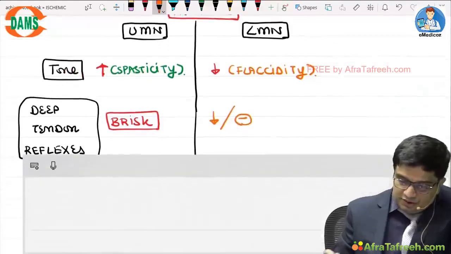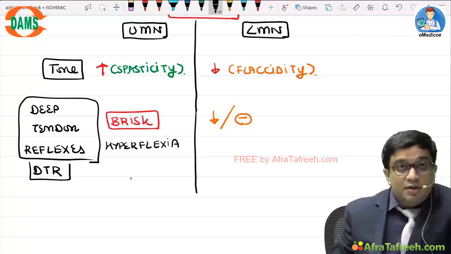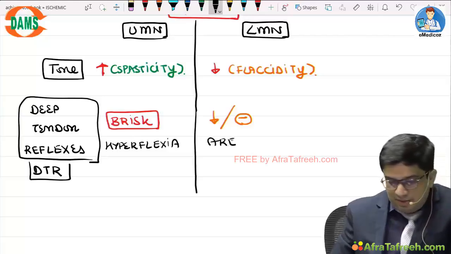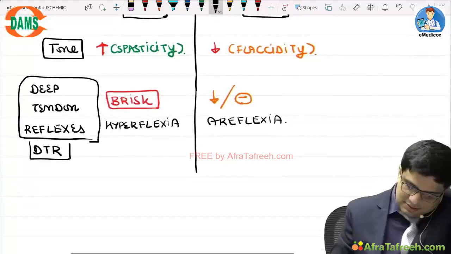So two statements again. Hyperreflexia is a UMN sign. Areflexia or maybe hyporeflexia is an LMN sign. Okay. Apart from this, plantar.